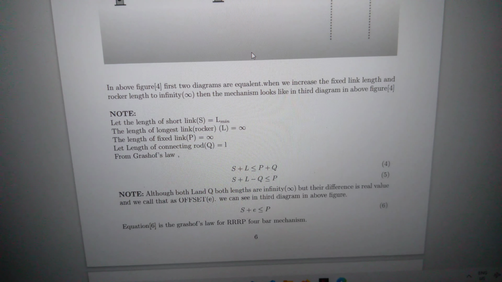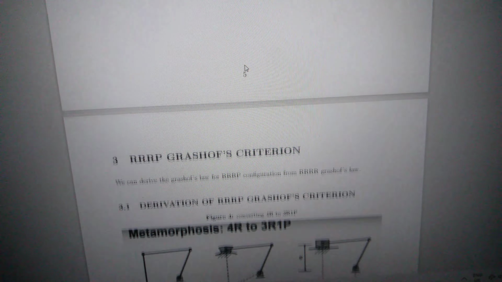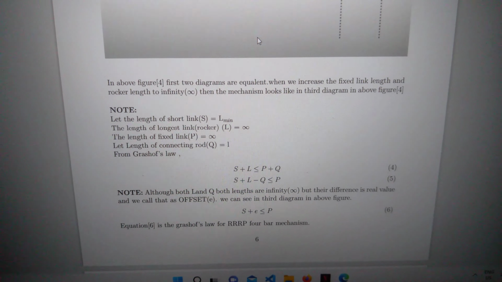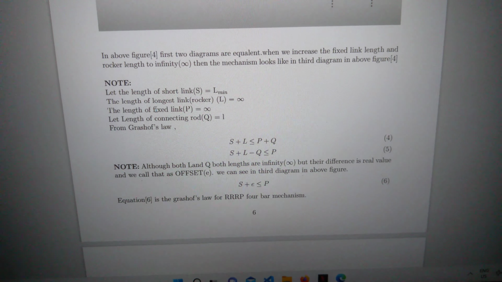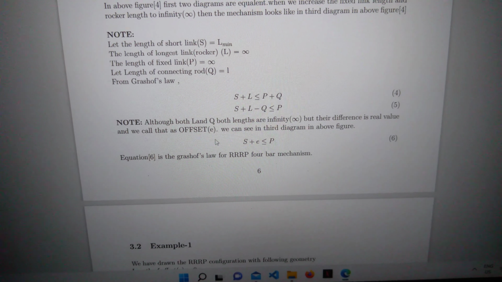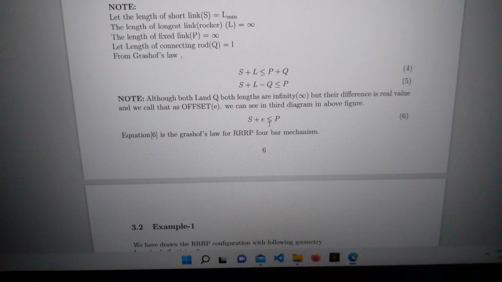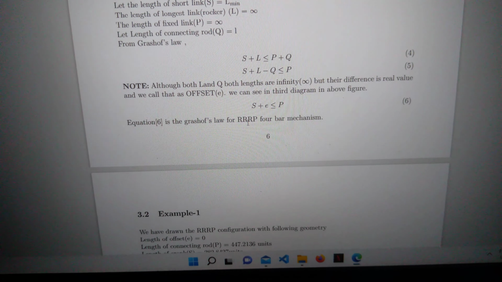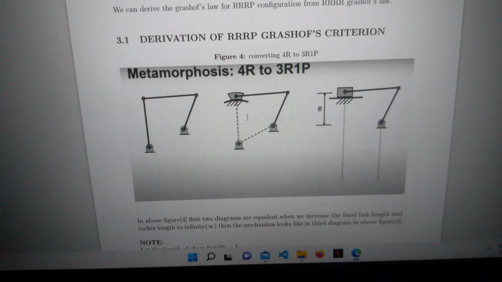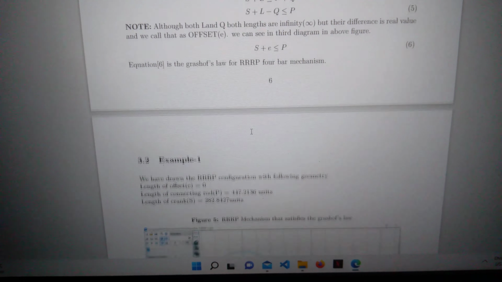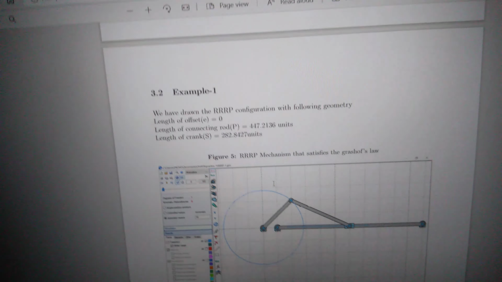So here, sir, for the RRRP configuration, we have kept these things, and as we can see in the above figure, S plus E should be less than or equal to P, sir. So equation 6 is the Grashof law for the RRRP 4-bar mechanism, sir. Let me go to the figure. Okay, sir, we will go back to the example.